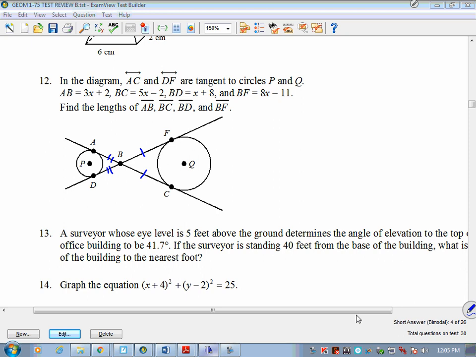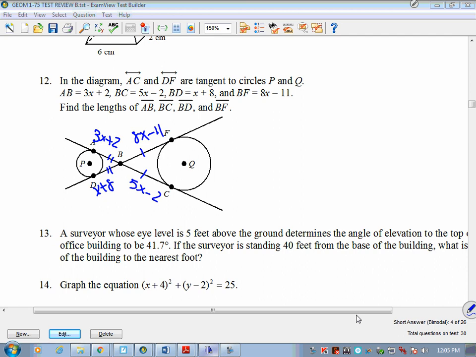So from here on, I'm going to fill in. I know that this is 3x plus 2. BC is 5x minus 2. BD is x plus 8. And BF is 8x minus 11. Now, there's a lot of different ways to solve this. If they want to find the lengths of each of those segments, what do I need to solve for first? X.